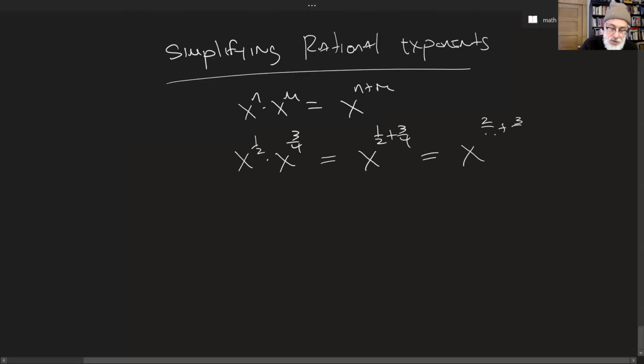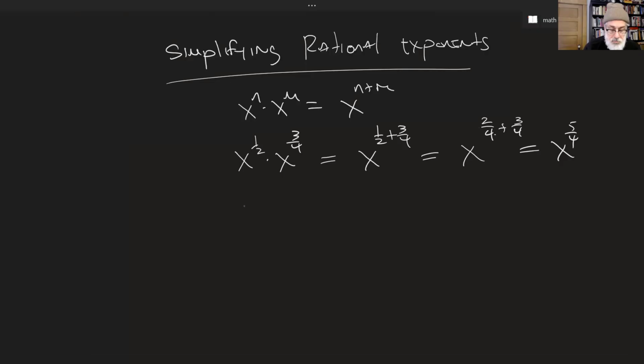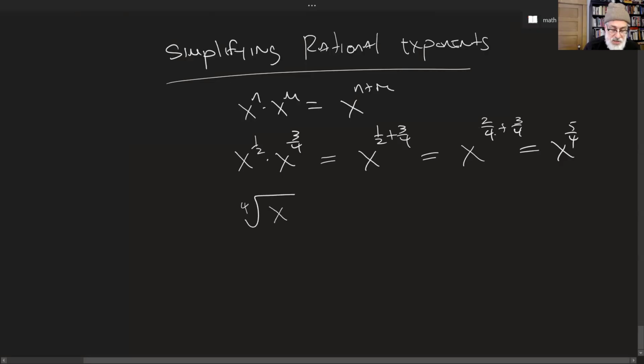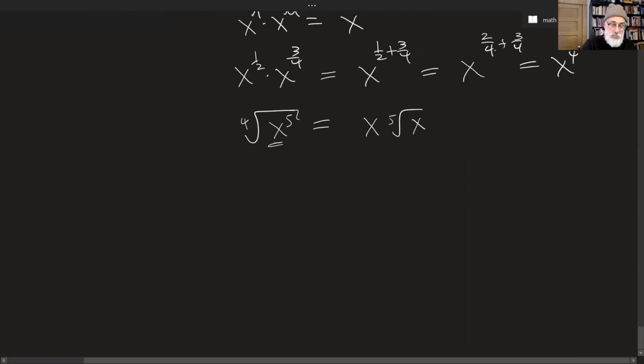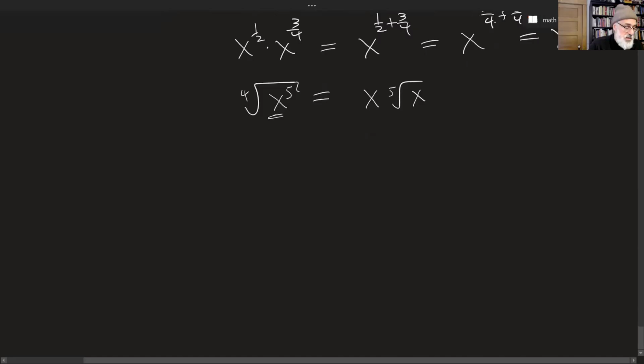I'm trying to erase, I swear. So that's 5/4. I can also write this as just the 4th root of x to the 5th if I wanted to. Notice that this would be x times the 5th root of x, because I have 5 of these, and the 4th root says I take out 1 for every 4 and leave the last. So yeah, that's that.